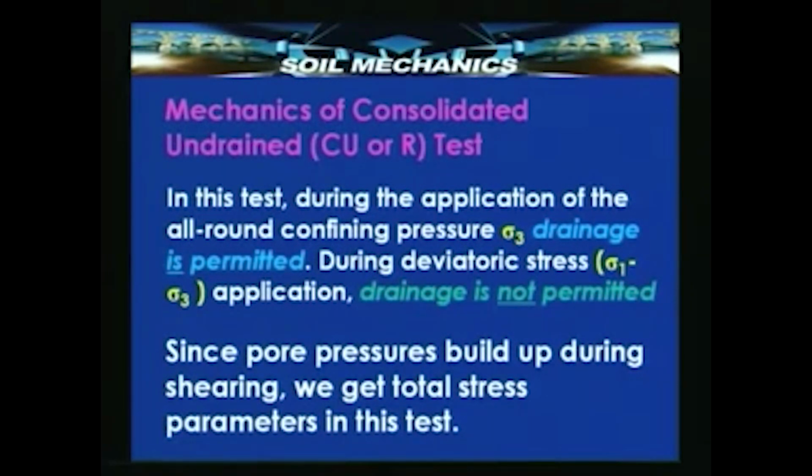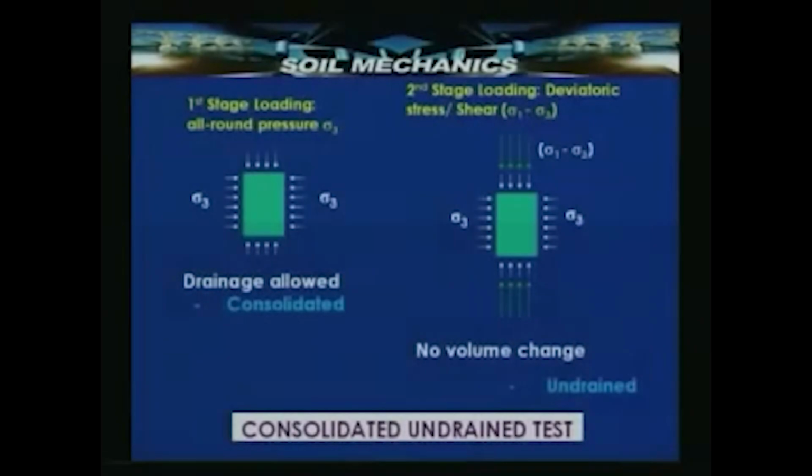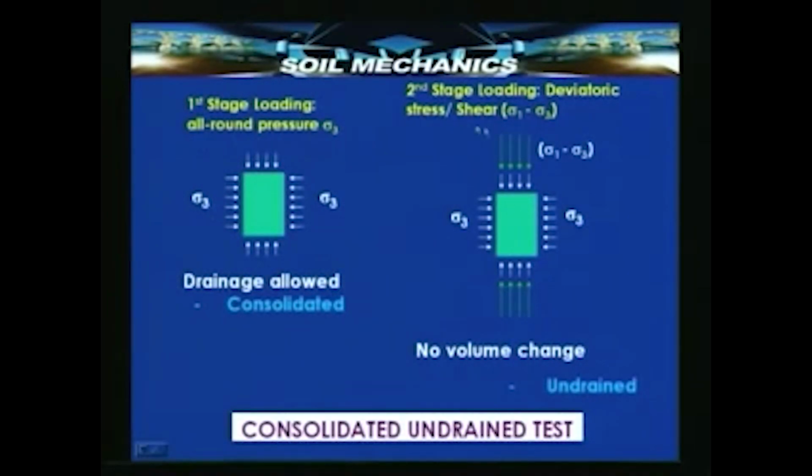It is also called the R test. The difference between this and the previous test is, here consolidation is permitted in the first stage of loading, but in the second stage of loading drainage is not permitted, volume change is not allowed. Therefore, we get total stress parameters in this, because unless drainage is permitted, the stresses do not become effective. Like last time, if we take a look at this diagram, we find that in the first stage drainage is allowed, consolidation is permitted, whereas in the second stage it is undrained during the application of the deviatoric stress.